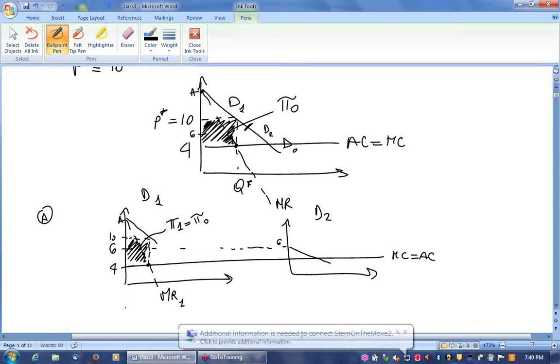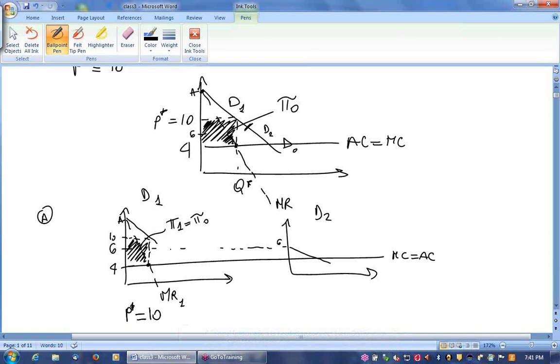So again, under demand curve 1, the profits are the same as at the beginning, as under demand curve 0. Why is this the case? Because the marginal revenue is the same as the marginal revenue under demand curve 0, so the price that the monopolist will set is equal to 10. So profits are equal to the profits at time 0.